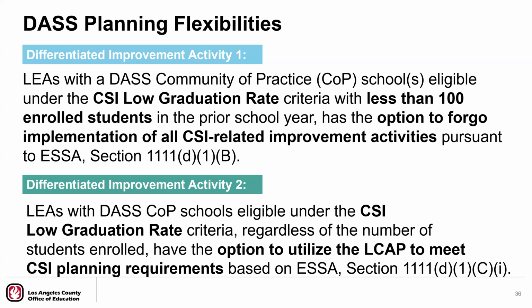Now, the second differentiated improvement activity is available to any LEA with a DASS COP school identified again under CSI low graduation rate, and this is regardless of the number of students enrolled. And so this option allows an LEA to use the LCAP to meet the CSI planning requirements. And so with this option, there would not be a separate CSI plan for the school, but instead the school's CSI plan would be embedded within the LEA's LCAP.